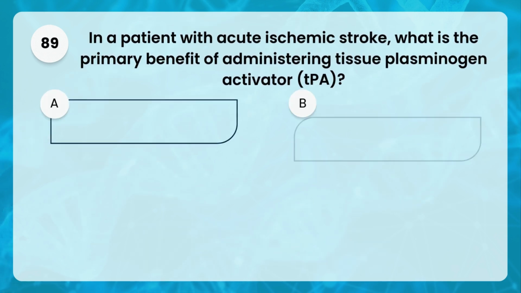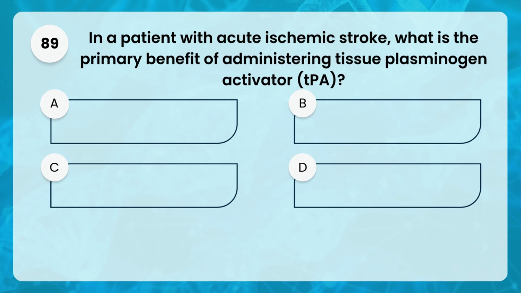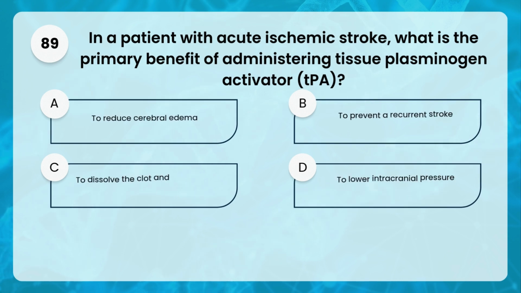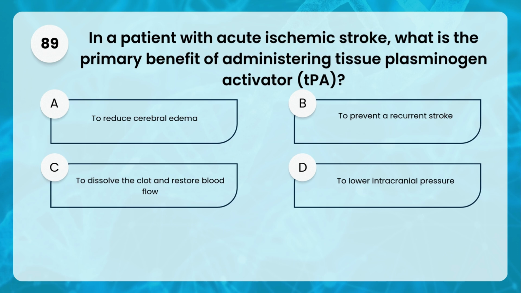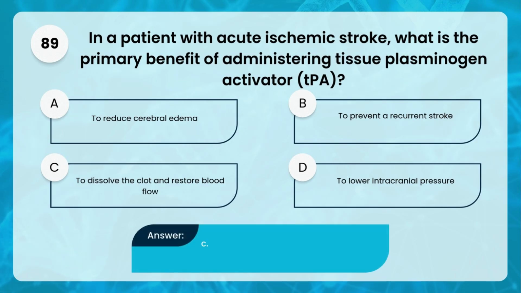89. In a patient with acute ischemic stroke, what is the primary benefit of administering tissue plasminogen activator, TPA? A. To reduce cerebral edema. B. To prevent a recurrent stroke. C. To dissolve the clot and restore blood flow. D. To lower intracranial pressure. The answer is C. To dissolve the clot and restore blood flow.